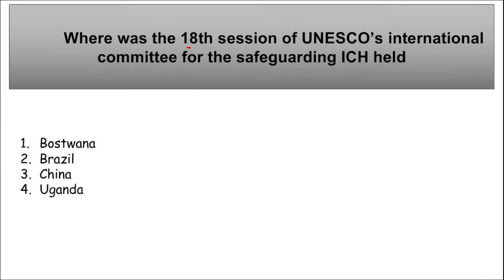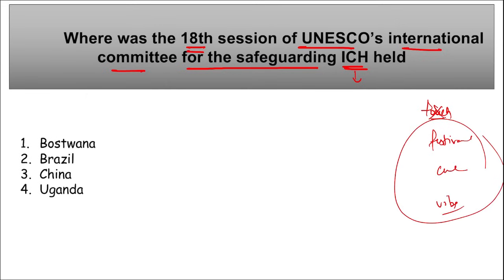Next, where was the 18th session of UNESCO's International Committee for the Safeguarding of ICH held? What is this ICH? ICH stands for Intangible Cultural Heritage. Intangible means something that you cannot touch. For example, your festivals, your culture, your vibe, these are the things, your aura, you cannot touch them. Your personality, you cannot touch your personality. So the things that you cannot touch are intangible, correct?